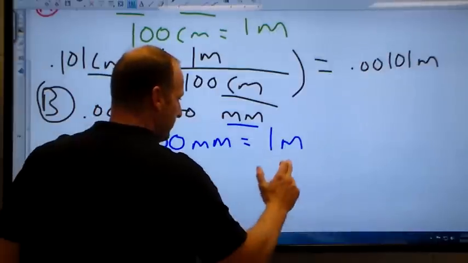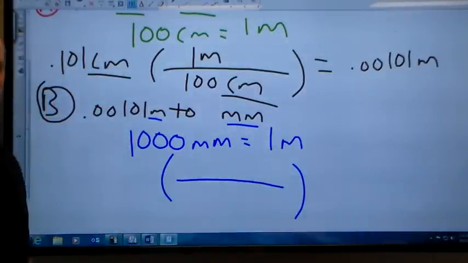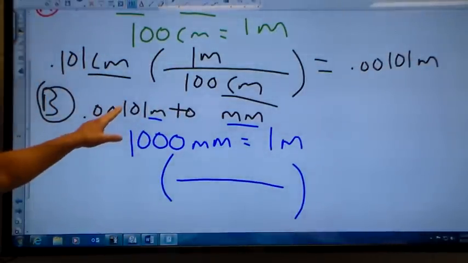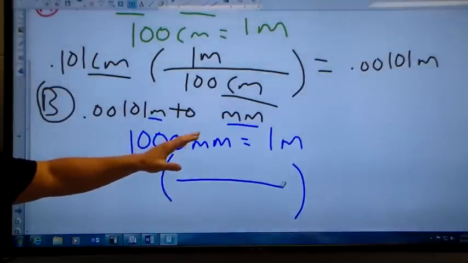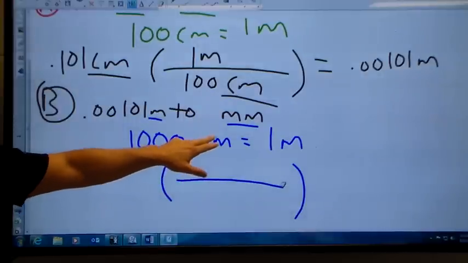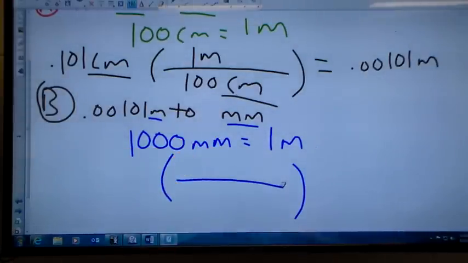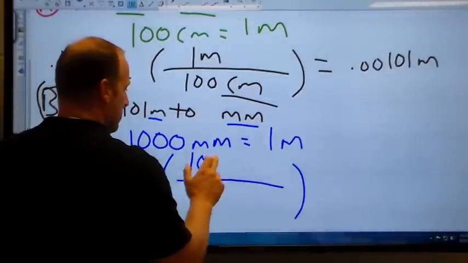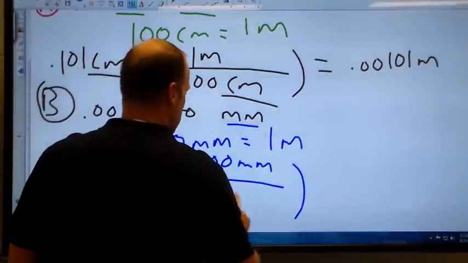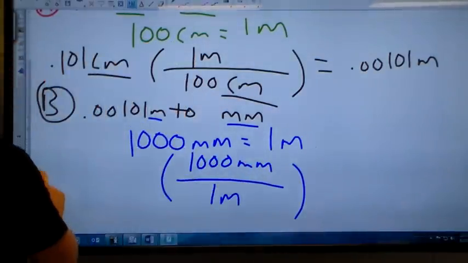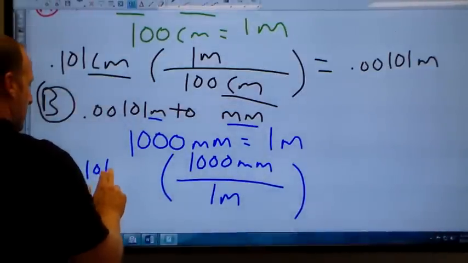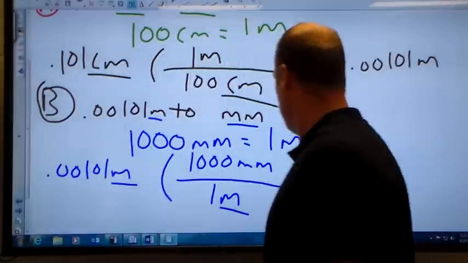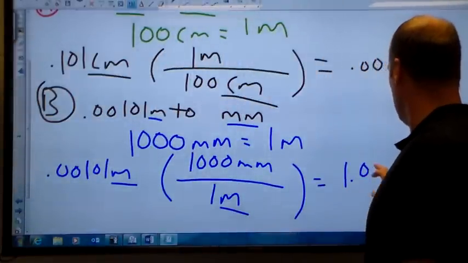The second problem that occurs often in my 15 years of teaching is this number somehow just appears here in the conversion factor instead of using the exact numbers. So tell me what I need to write here. 1,000 millimeters on the top. Good. 1 meter on the bottom. Bring down our given. Notice what's here is also here. That's going to give me 1.01 millimeters.